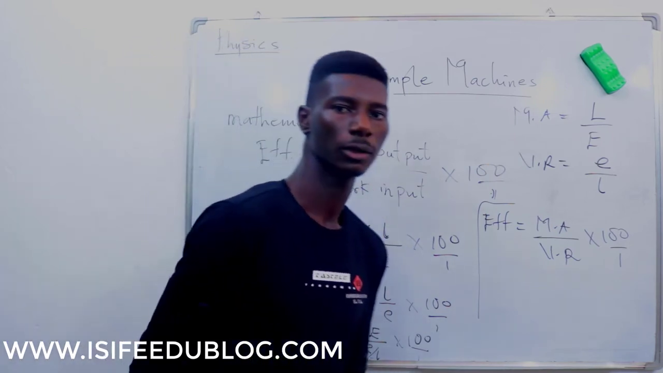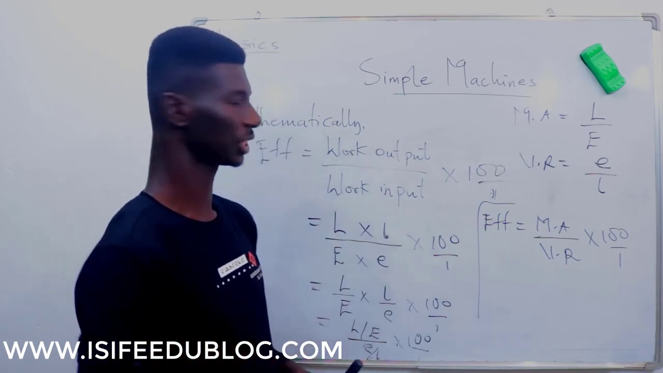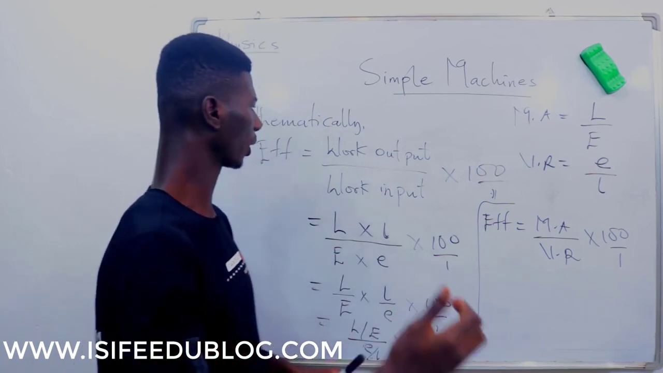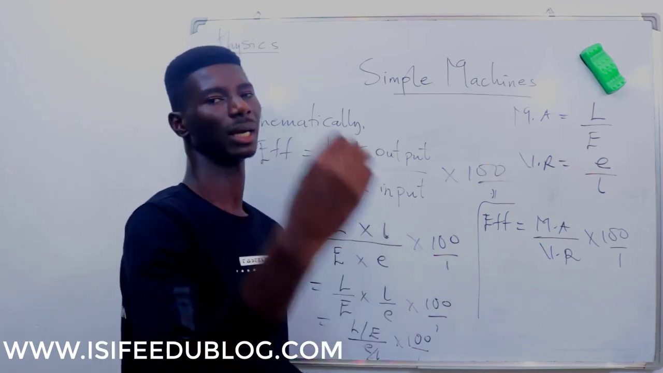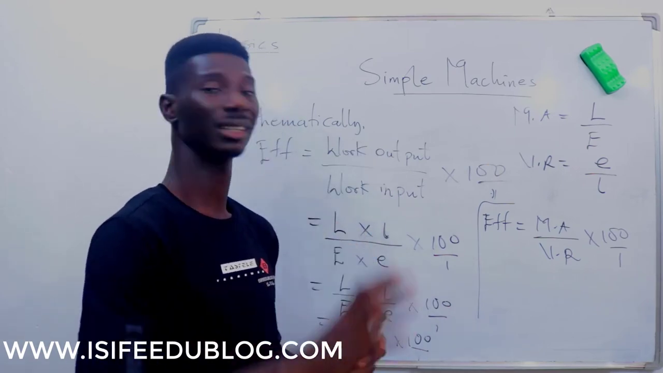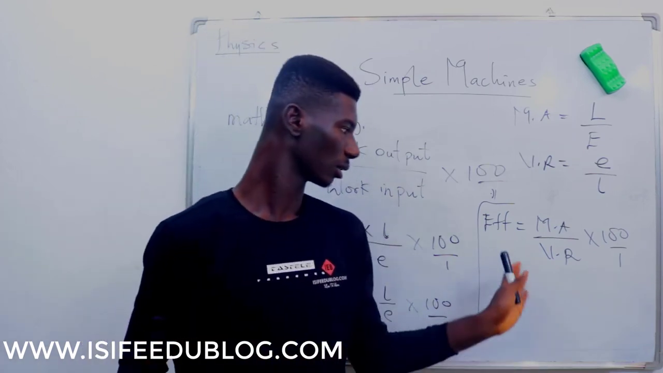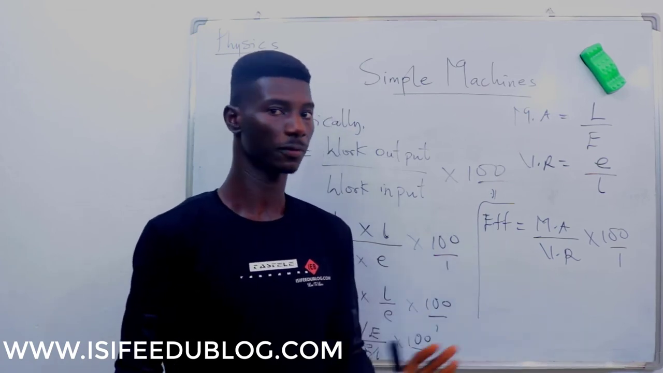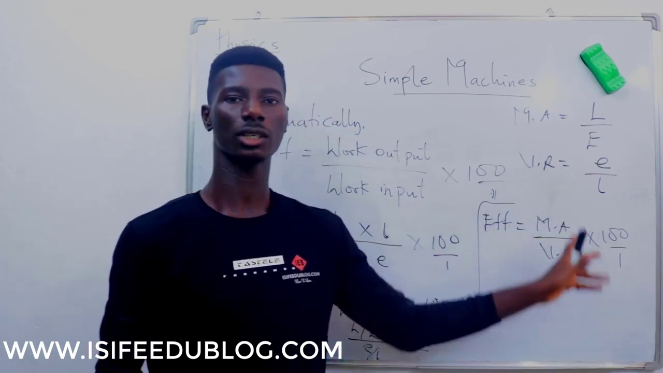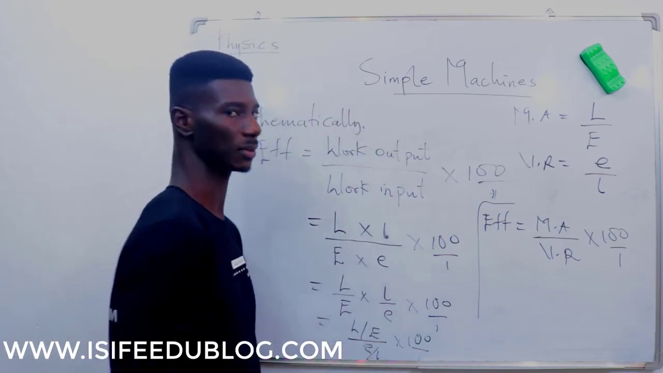So let's quickly go over to types of machines. In each type of machine, we are going to be treating the mechanical advantage for each. Like I said, the mechanical advantage is the same no matter what the machine is. The efficiency formula is also fixed. It doesn't change, but the velocity ratio changes, like I said from the onset. So let's go over to the types of machines.